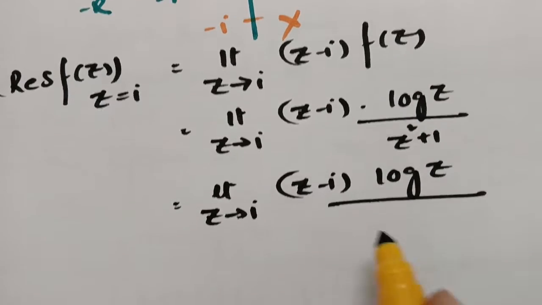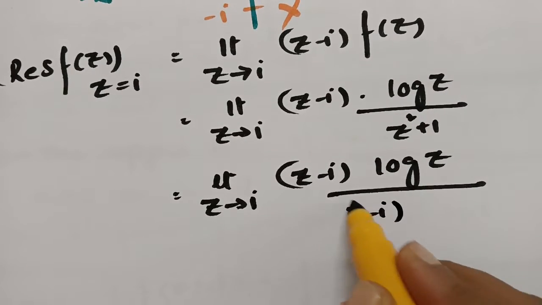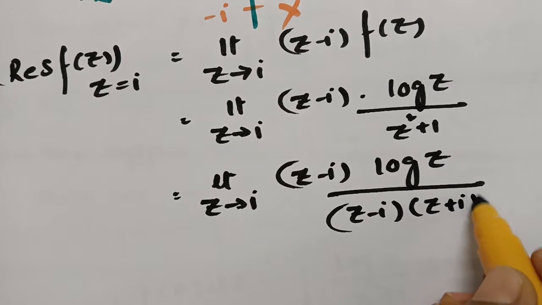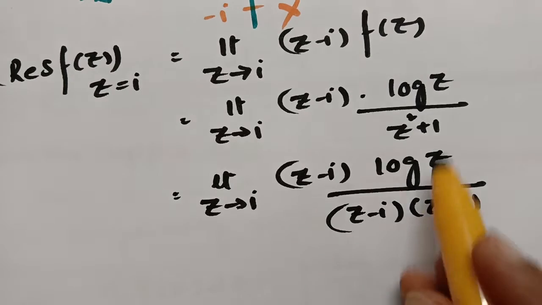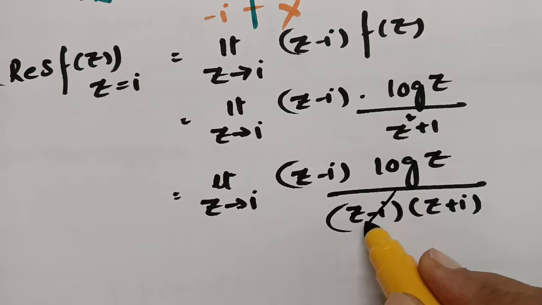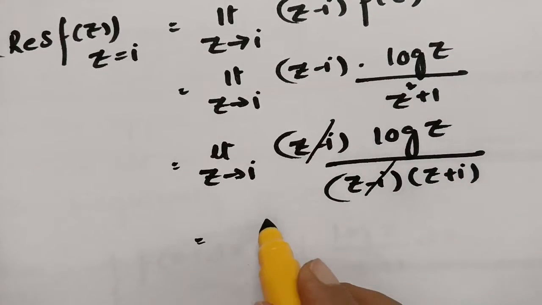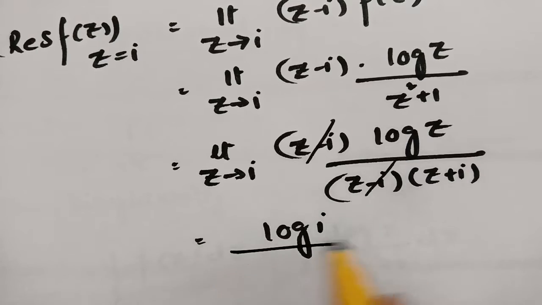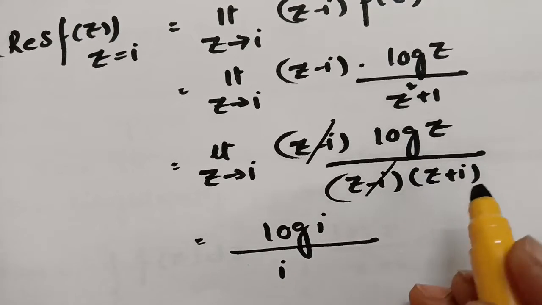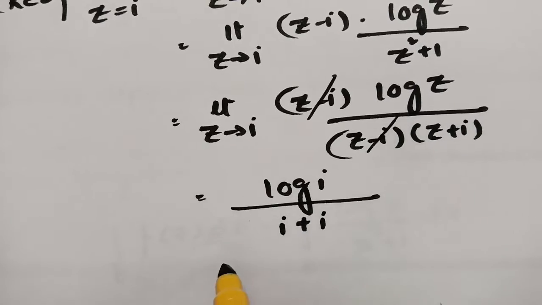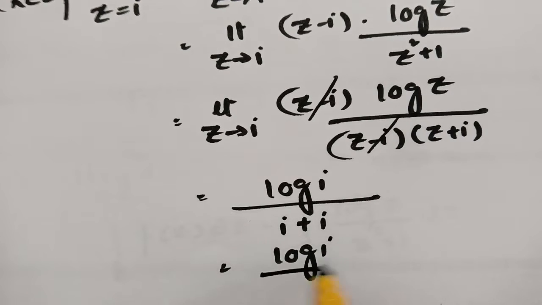So z squared plus 1 can be written as a plus b into a minus b, so this is z minus i and this is z plus i. A plus b into a minus b is nothing but z squared plus 1, and we can easily cancel and substitute i in place of z, that is log i by, in place of z I substitute i, that is i plus i. This will be log i by 2i.